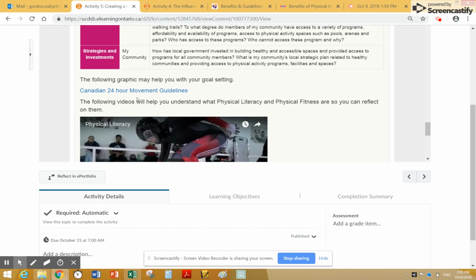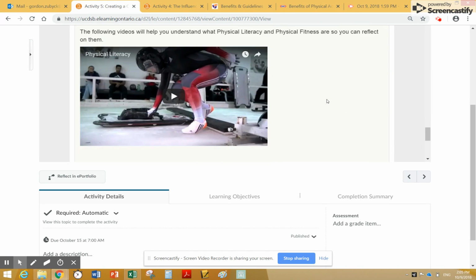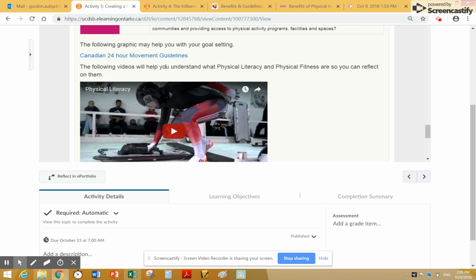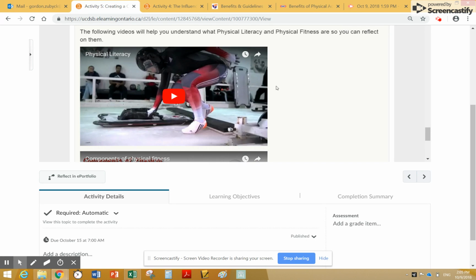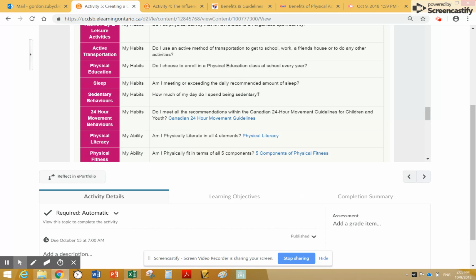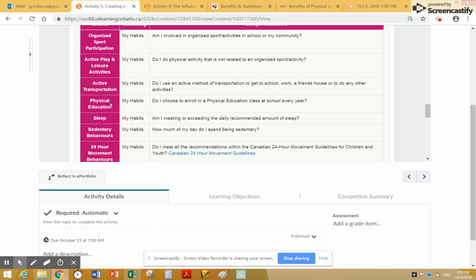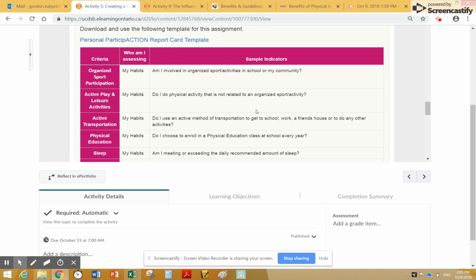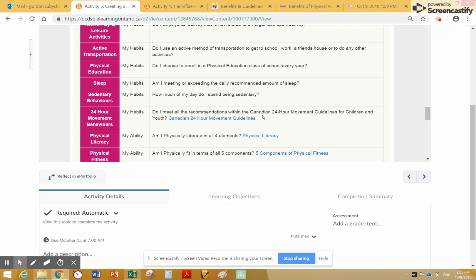Here's another graphic that might help you with some of your goal setting, because there are also 4 areas to set goals in. So you want to take a look at that. And then here's some more things about physical literacy, just in case you didn't quite understand what physical literacy meant. They have actually changed it to a bit of physical education, but you will hear the word physical literacy being used at various times.